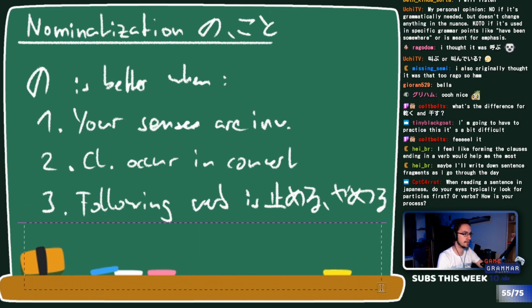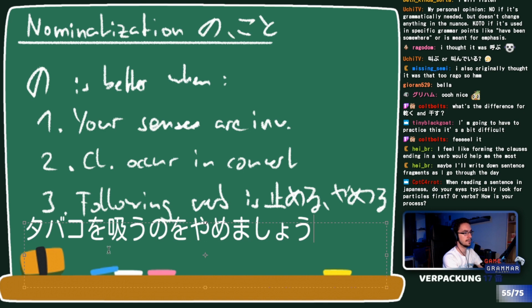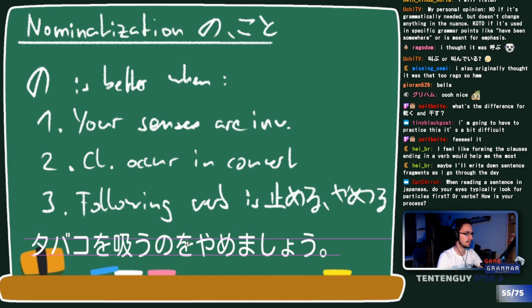Draw another text box below. 彼が出て行こうとする。That's a bit of a... Let's use this one. タバコを吸うのをやめましょう。That's much better. タバコを吸うのをやめましょう。Which just means, hey, let's stop smoking cigarettes. Let's stop smoking. Move this down a bit.